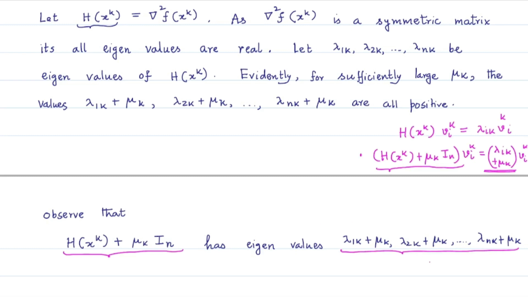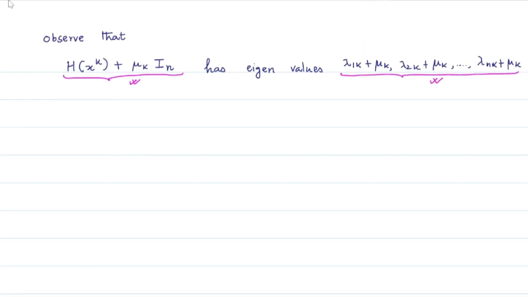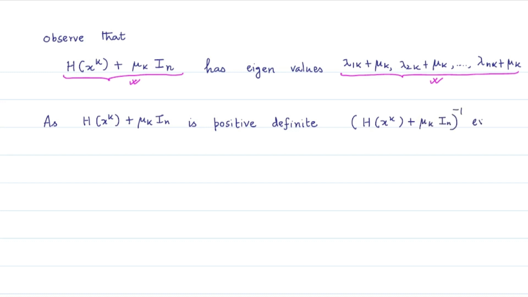As all these n quantities are positive, this matrix is a positive definite matrix. As H(xk) plus mu k I n is positive definite, it has an inverse, that is, H(xk) plus mu k I n inverse exists, and hence H(xk) plus mu k I n inverse times the negative of the gradient is a descent direction of f at xk.